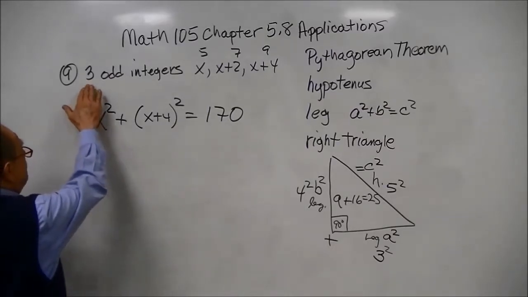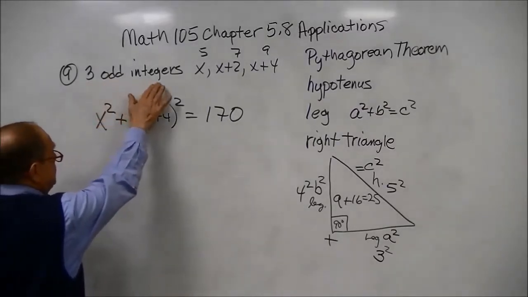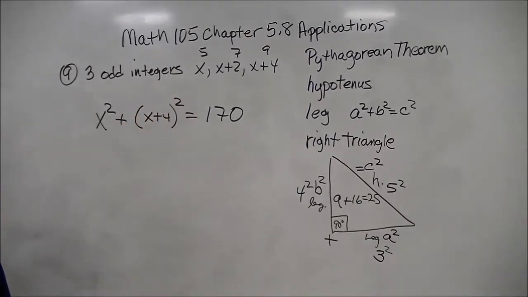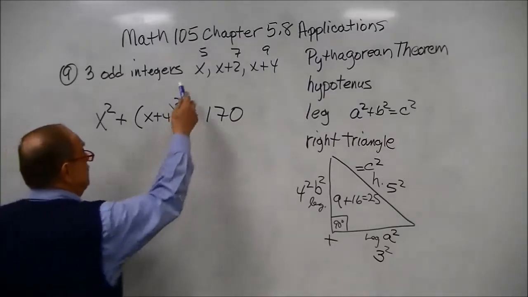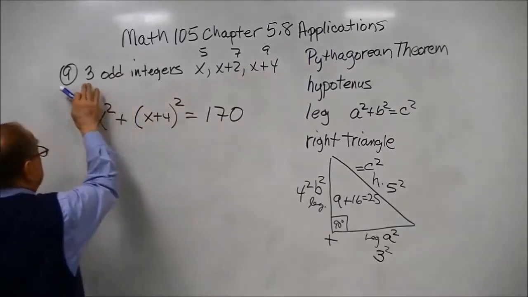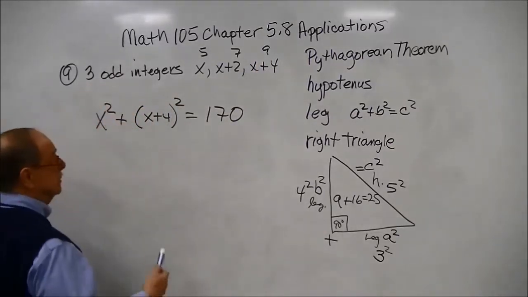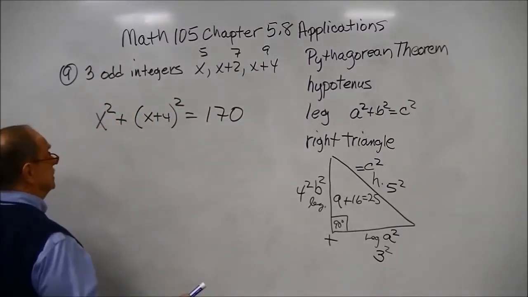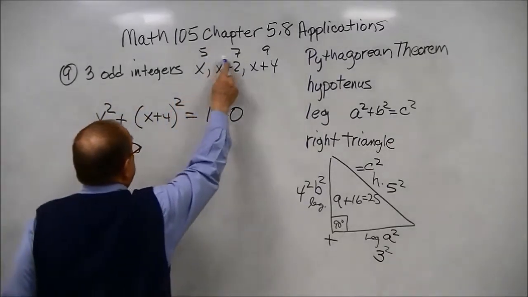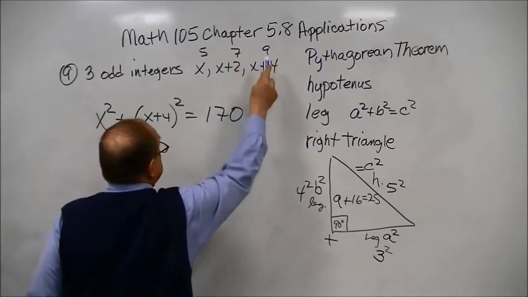They're talking about 3 odd integers. Now, what are these odd integers? Well, we don't know. Well, 5, 7, and 9. And by the way, 3 consecutive odd integers. 3 consecutive odd integers. 5, 7, and 9.